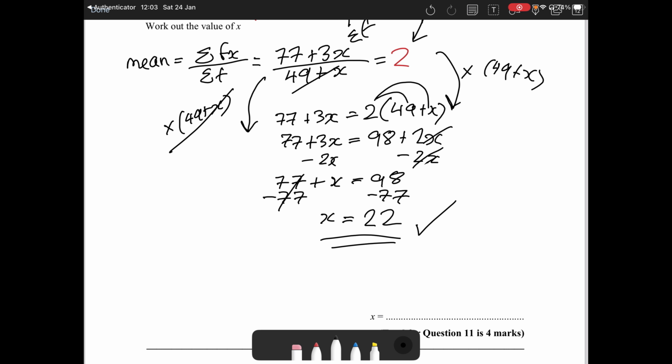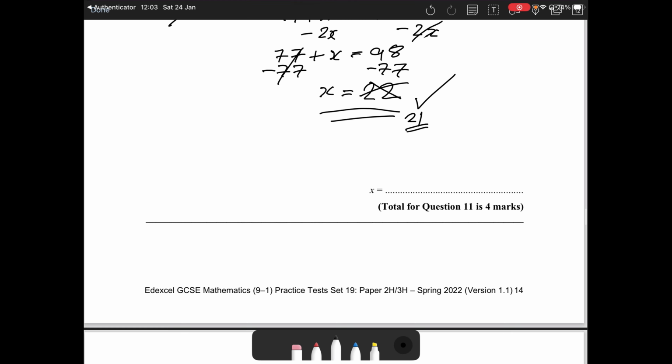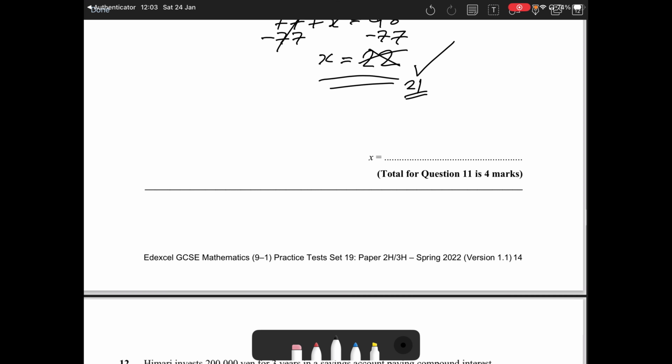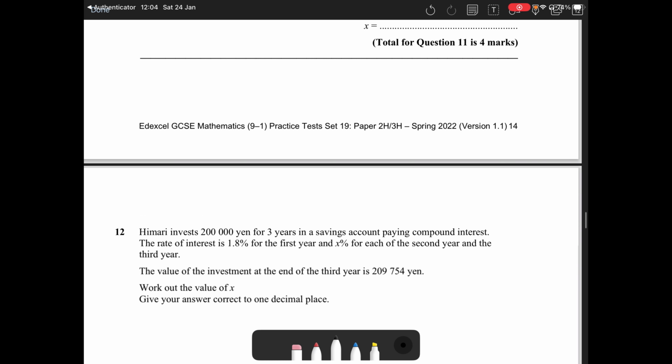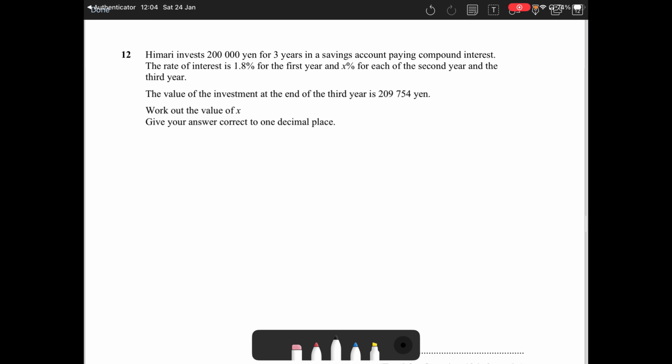Of course I made a mistake. Of course I made a mistake. It's 21. I can't believe it. How did I get 98 take away 77 wrong? It's because I trusted my calculator and I typed in the wrong number. So it is 21. I did make a little slip up there on the last line. That would have probably cost me 1 mark, but certainly no more. 21 was the right answer. So if you were panicking because I got the wrong one there, I did catch it before that.